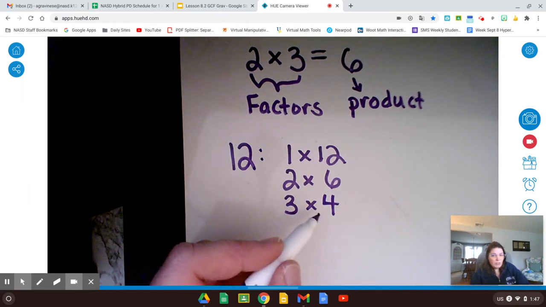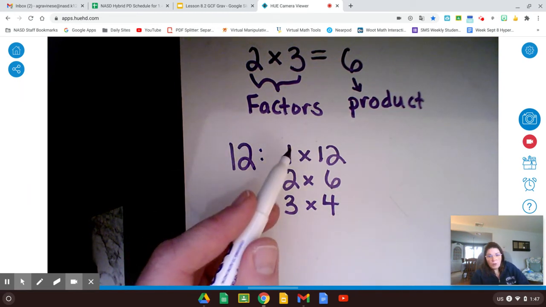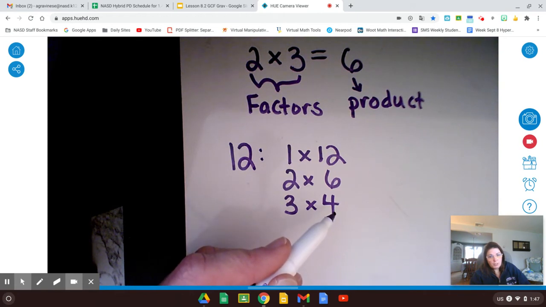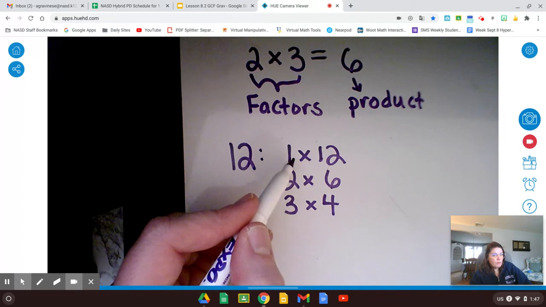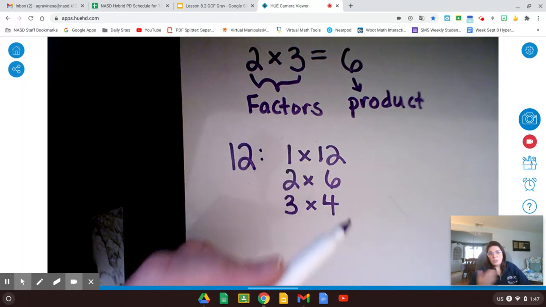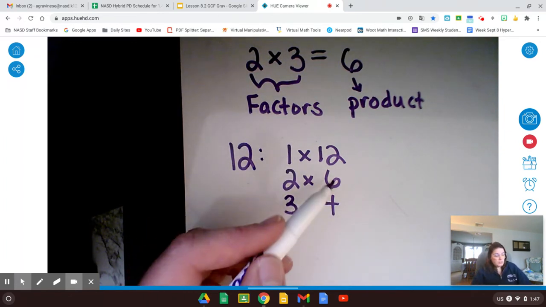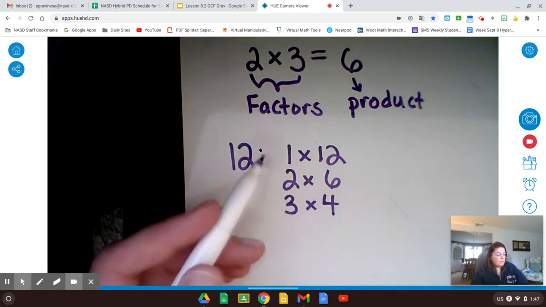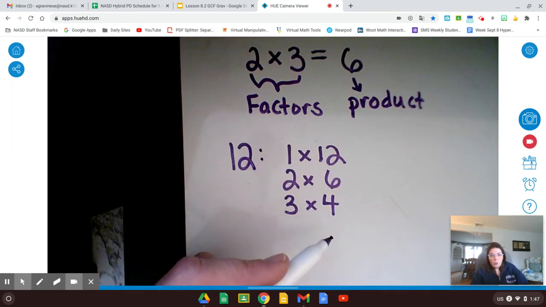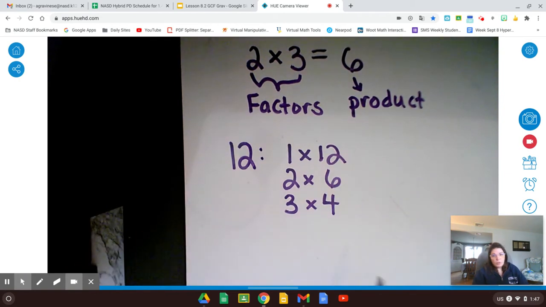Now, I'm not going to keep trying because when I count 1, 2, 3, 4, the 4 is right here. That tells me that everything else is done because I have a 4 in this column. You could keep thinking 5, 6 is already here, 7, 8, 9, 10, 11. None of those numbers can be multiplied by another whole number to get you 12. So these are the factors of 12: 1, 2, 3, 4, 6, and 12.